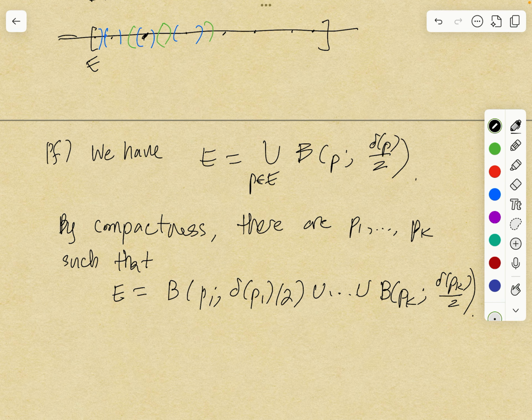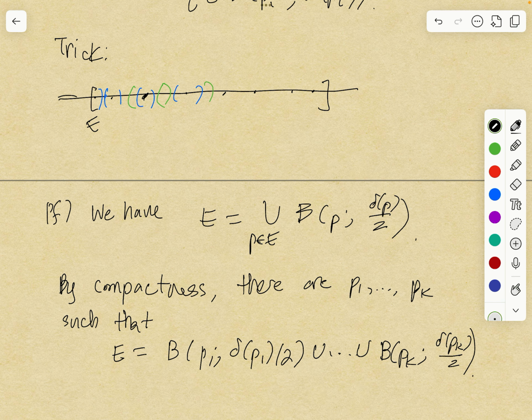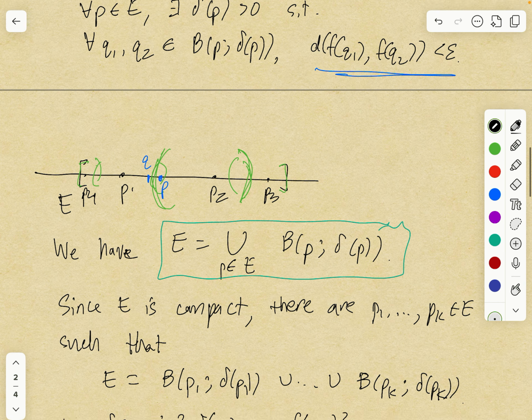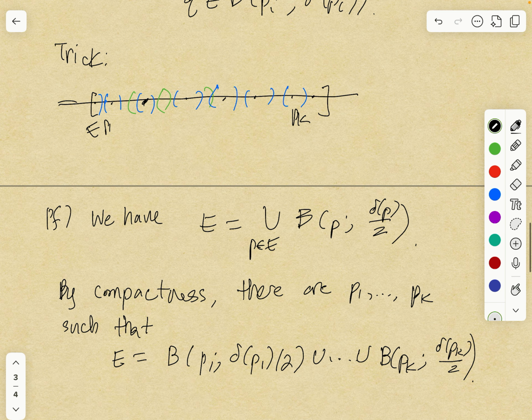So basically what we're doing is we're replacing the green open intervals in this picture with the blue open intervals, where you just take half of the radius of the green open intervals, right? And then we're taking a finite subcover of that. Now notice that we have more open balls, just with smaller radii. So now we have P1 up to Pk, where this Pk is not the Pk that we had before, right? So now we have more Pi's.